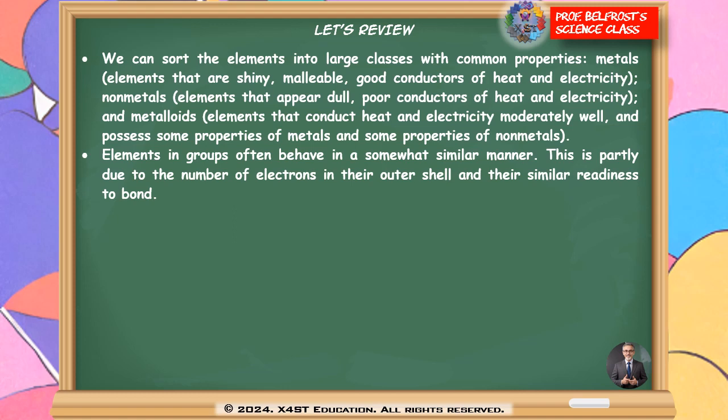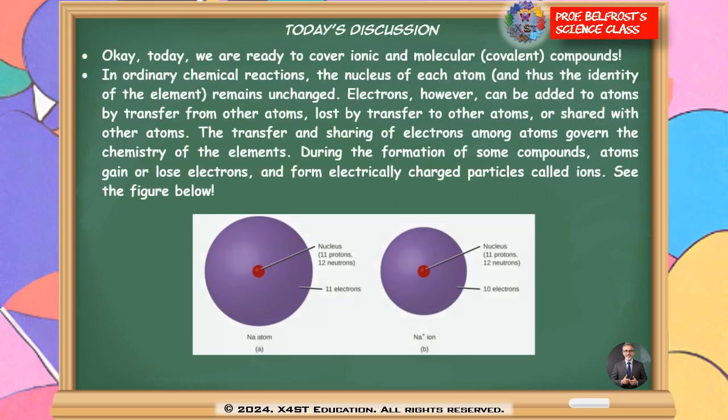Elements in groups often behave in a somewhat similar manner. This is partly due to the number of electrons in the outer shell and their similar radius. Okay, that's a quick recap for you. And now let's move to today's discussion.